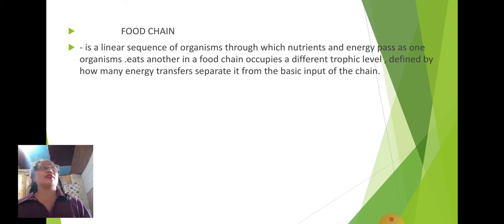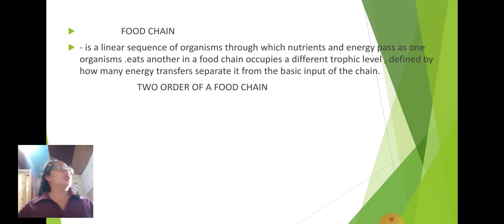What are they? The producers and the consumers. Excellent, your answer is excellent, you're correct. The trophic levels are the primary producers, the secondary consumers, and the decomposers. They are the trophic levels where more energy transfers, separate from the basic input of the chain.